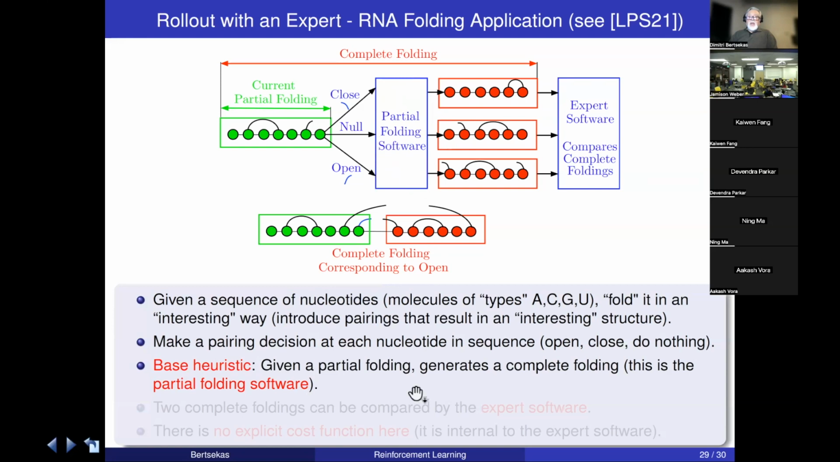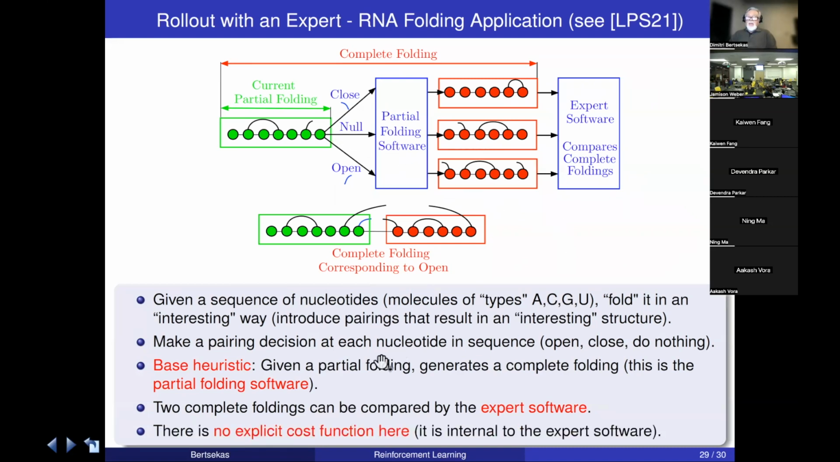So the base heuristic is here in this partial folding. All we know about it is that it has some way that it generates a complete folding. Then two complete foldings are compared by the expert software. In this way, we make decisions through Rollout. And there is no explicit cost function here. It is internal to the expert software. Besides, biologists cannot agree what's the best cost function here. Some people say that a minimum energy kind of criterion is the best, but this is disputed, and there is discussion about that.